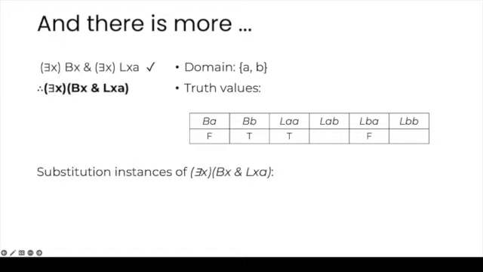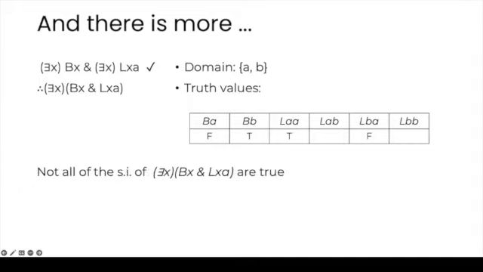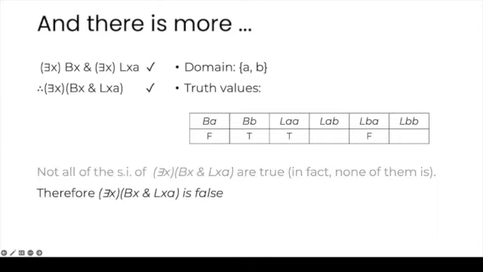Now let's deal with the conclusion, which is there is an X such that BX and LXA. Which sentences are substitution instances of this sentence? BA and LAA is one. BB and LBA is the other. BA and LAA is false, and so is BB and LBA. So not all of the substitution instances of there is an X, BX and LXA are true. In fact, none of them is. Therefore, the conclusion is false.